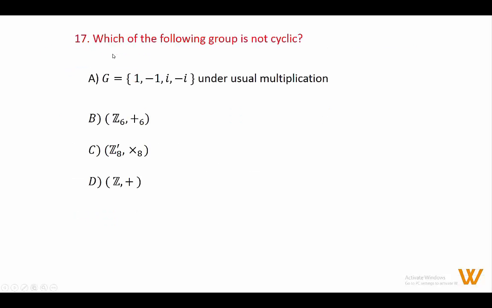17. Which of the following groups is not cyclic? The group G containing elements 1, minus 1, i, minus i under usual multiplication is a cyclic group. Now the set of integers modulo 6 is also a cyclic group. Option D is Z plus, the set of integers under addition. This is also a cyclic group. But Z8 star, multiplication modulo 8, is not a cyclic group. Answer is option C, Z8 star under multiplication modulo 8.